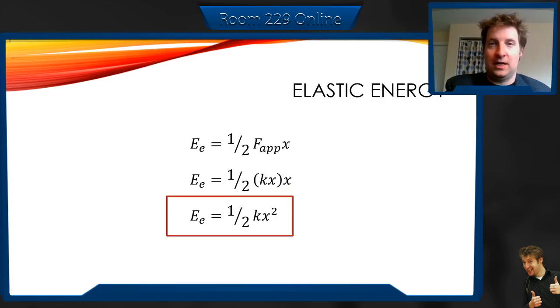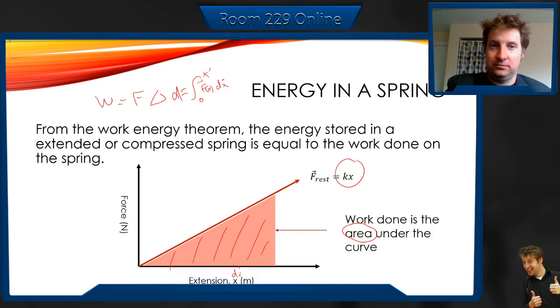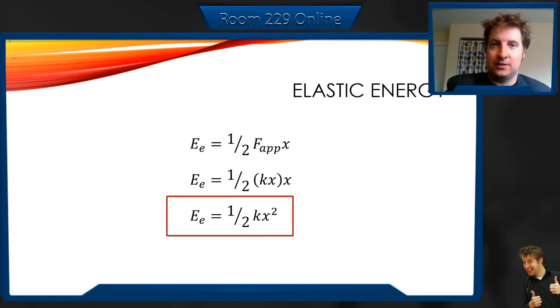Okay, so how's that going to work for us? We know that this is a triangle, right? The area of this thing is going to be base times height. So the force applied times the displacement times a half, because it's a triangle, and we know the force applied is kx, so we end up with this lovely expression that the energy stored in a spring is a half kx squared. So as I double the extension in the spring, I quadruple the energy.